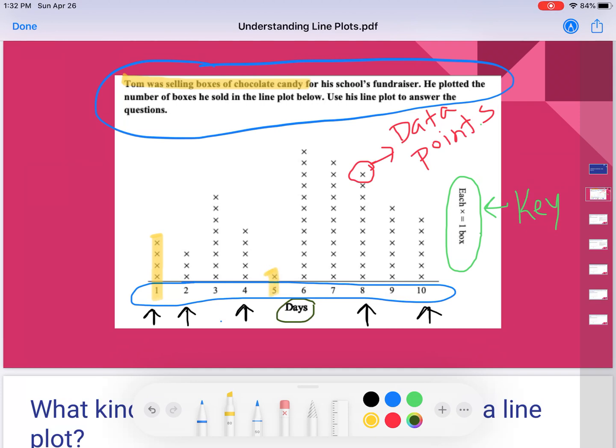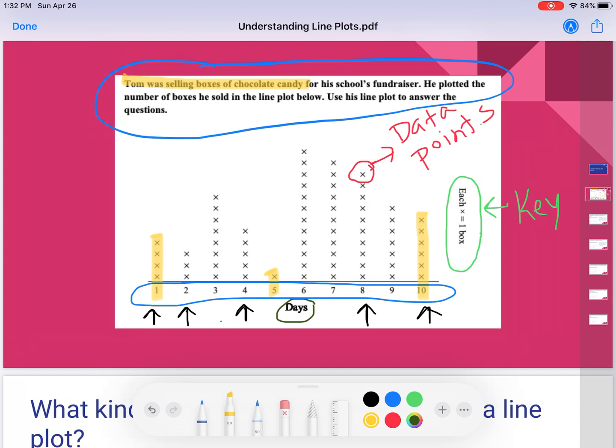We also know that on day 5, only 1 box was sold. Can you figure out how many boxes were sold on day 10? Take a look now and see if you can figure it out. All right, did you figure it out? How many data points were there for day 10? 6, right? Tom sold 6 boxes of chocolate candy on day 10.